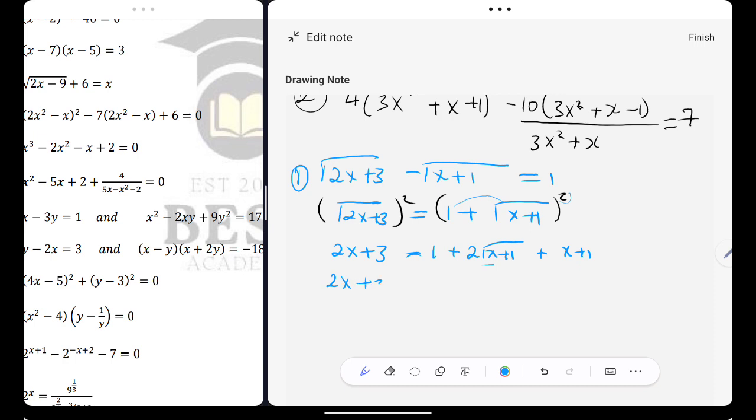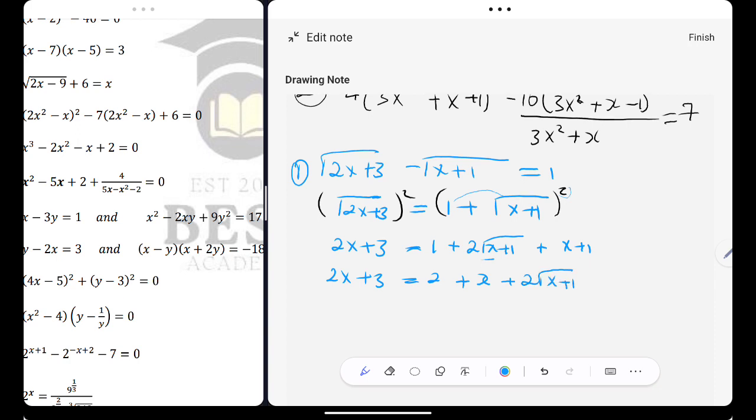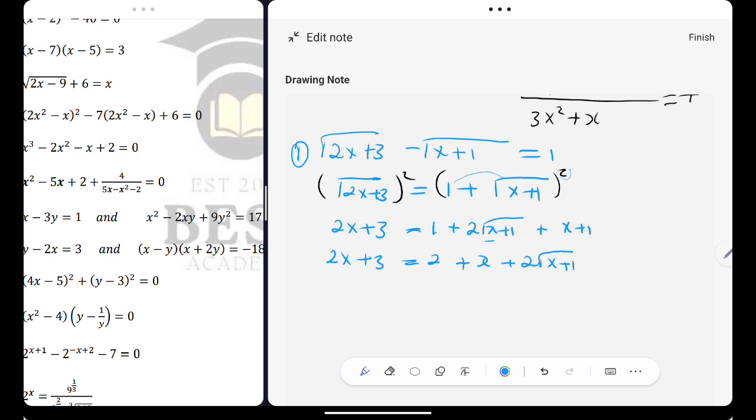So I'll have 2x plus 3 is equal to 1, not 1 rather. One plus 1 is 2, and I have x as well, and then I have what? 2x plus 1. Are you together? I must also isolate the surd that has x. I must also isolate this surd as well and put everything on the other side.